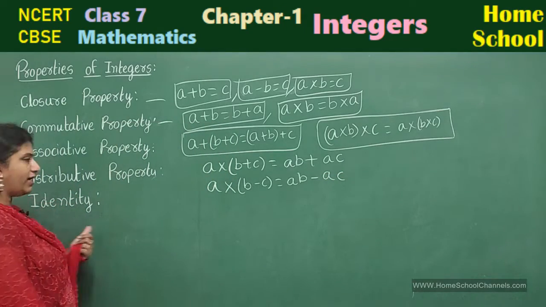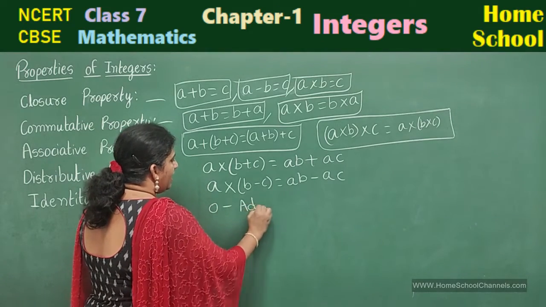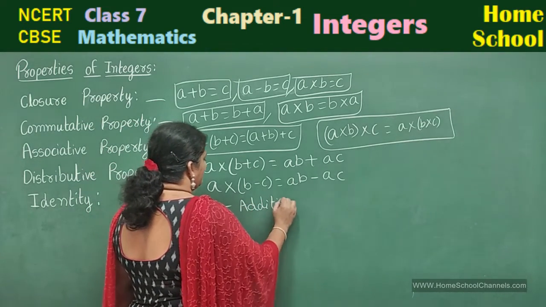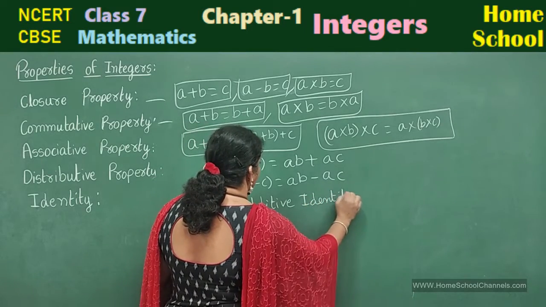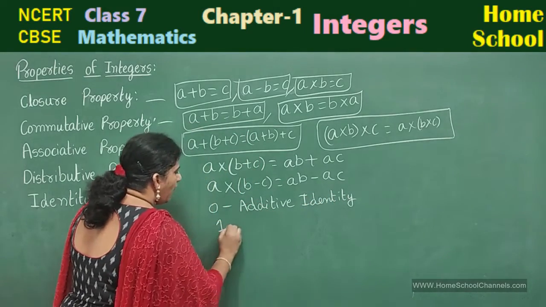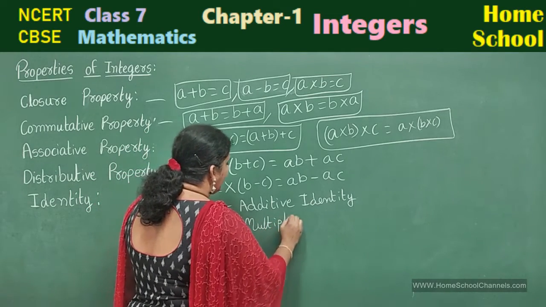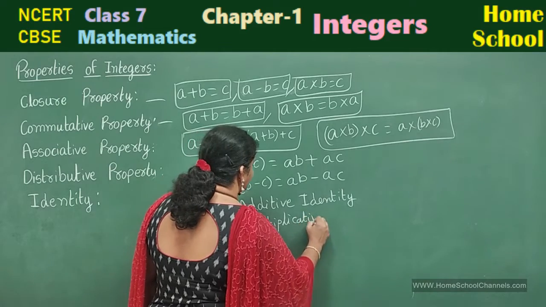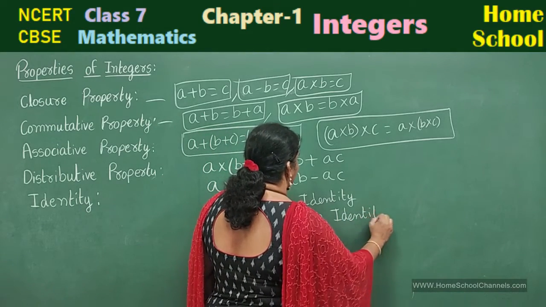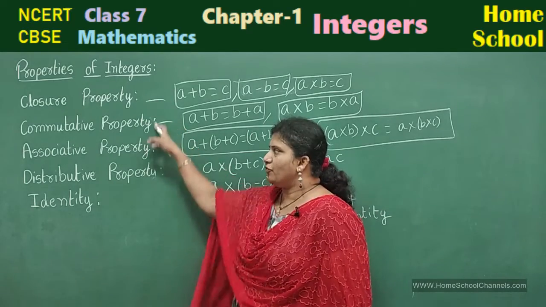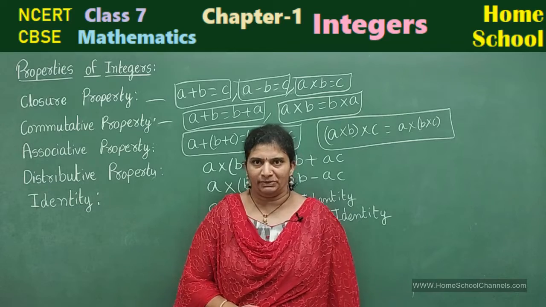Coming to identity, 0 is called the additive identity and 1 is called the multiplicative identity. These four properties are very important, and the identities also you should remember.